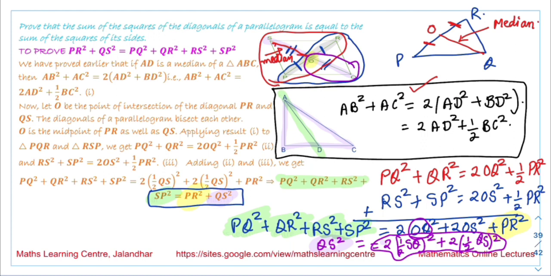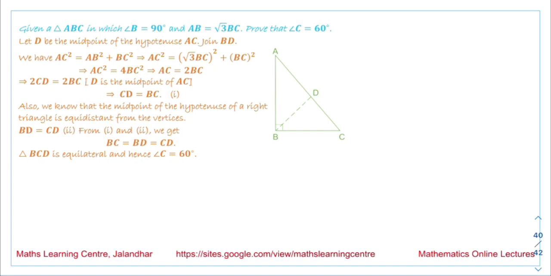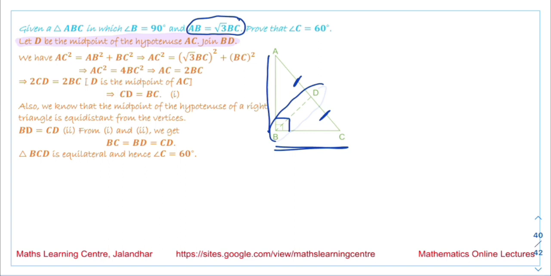Now the next question is, given a triangle ABC in which angle B is 90 degrees, we are talking about this angle given to be 90 degrees, and the length AB is given to be equal to root 3 times BC. We have to prove that angle C is 60 degrees. So first of all, we have done the construction, and we are saying let D be the midpoint of the hypotenuse AC, and we have joined B and D. So this BD is basically the median we have drawn.